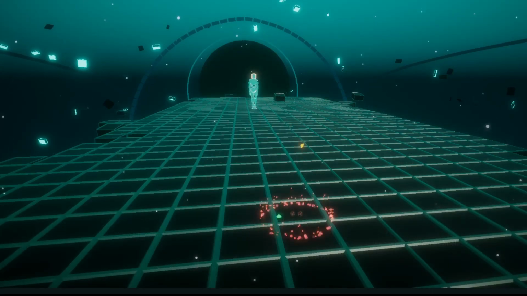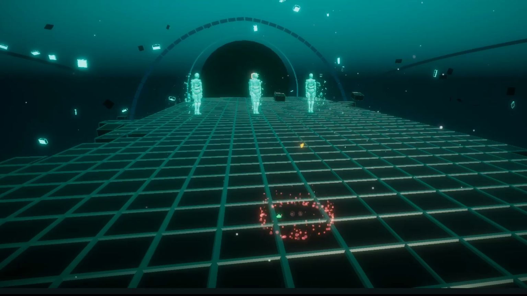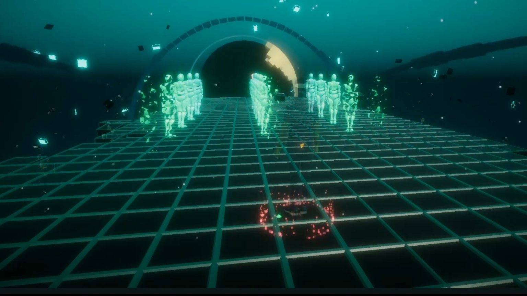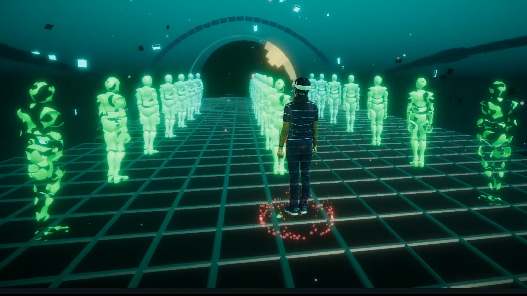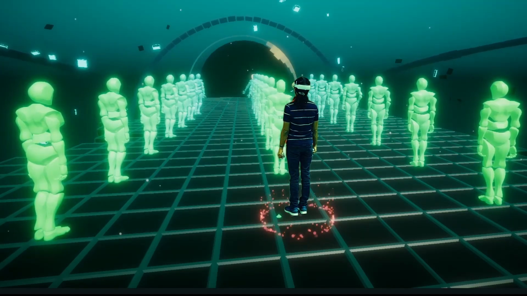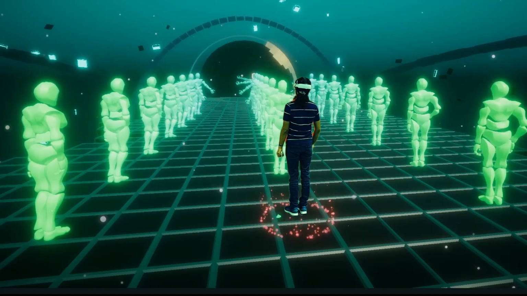So this is how the visualization works. Here you can see the third-person mixed reality view of the VR project that we used in the study, with the user added inside the virtual world.